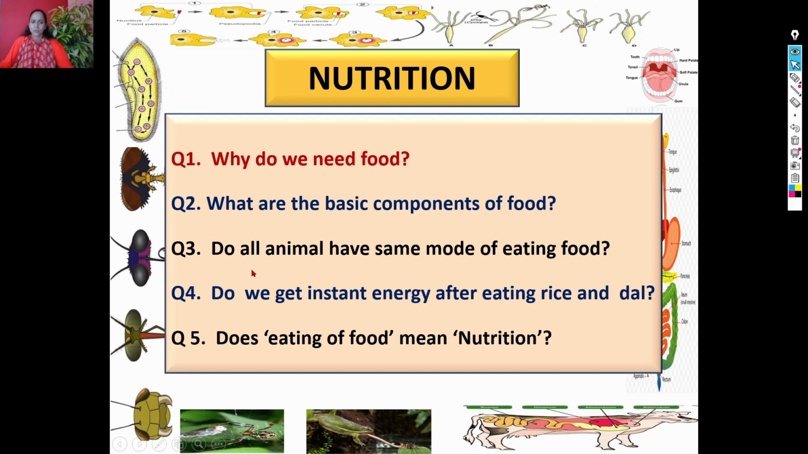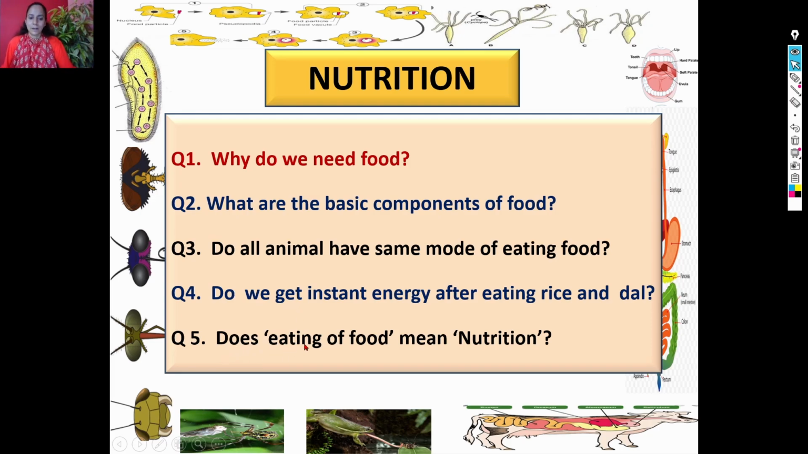The next question is, do all animals have same mode of eating food? Now, you also have this general idea. No, all animals do not have same mode of eating food because they are not same. There is a variety of organisms. They have different requirements. So they have different type of modes of eating food. Second asked question is, do we get instant energy after eating rice and dal? Obviously not. We do not get instant energy. That food, we are chewing it, it is going down, it is broken down, and then there is release of energy. So that is what we have to study in detail in this chapter.